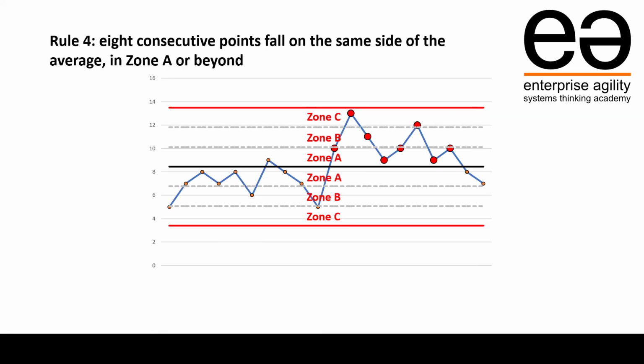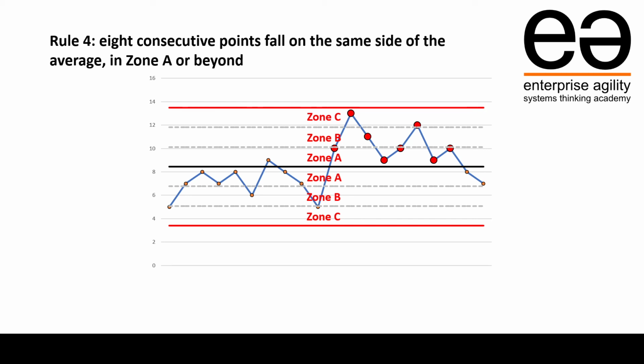Finally, rule 4. 8 consecutive data points that fall on the same side of the average in zone A or beyond. And in this example, highlighted in red again, we have 8 consecutive data points that are running above the average, but equally they could be running below the average. And the same rule would apply. When you see this signal, go study.